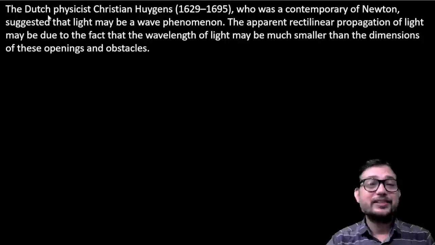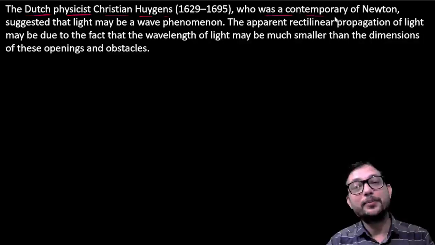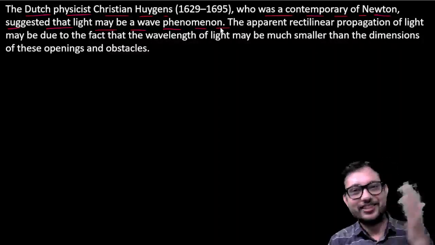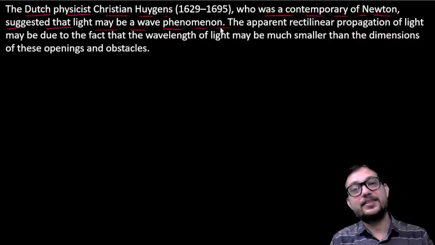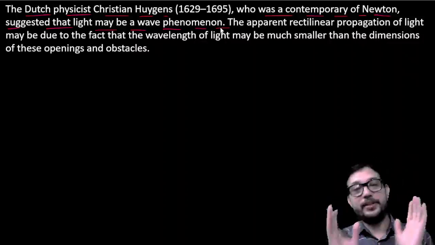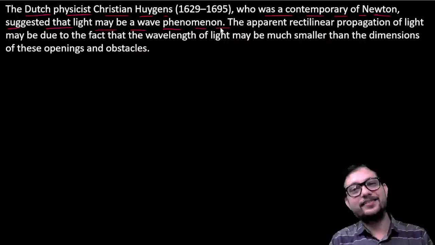A scientist, the Dutch physicist Christian Huygens, who was a contemporary of Newton, suggested that light may be a wave phenomenon. It means we have Newton on one side, and in the same time period there was another scientist, the Dutch physicist Christian Huygens. Both are in the same period. Huygens explained that light is a wave, it is not a particle.